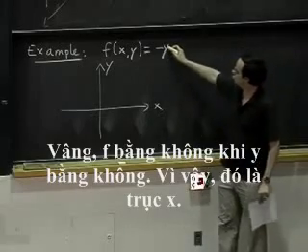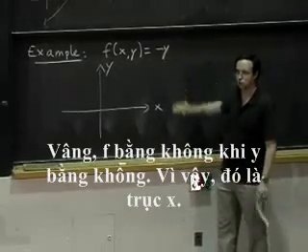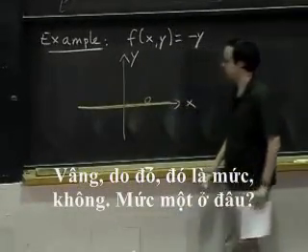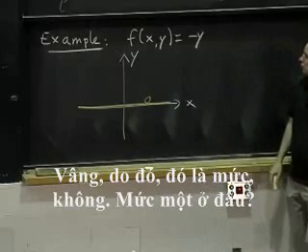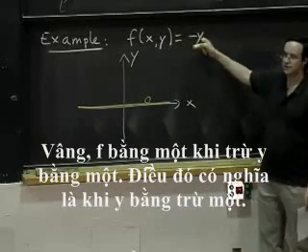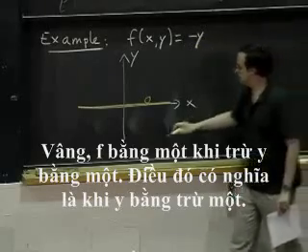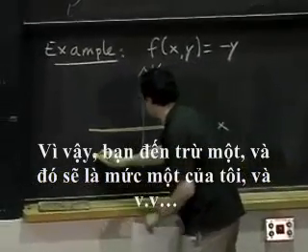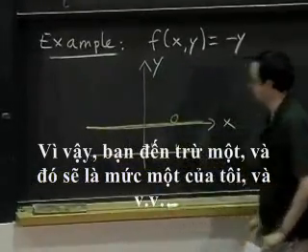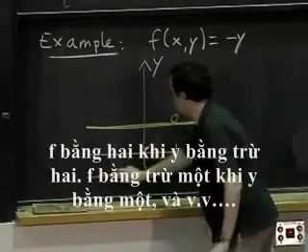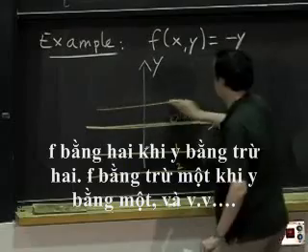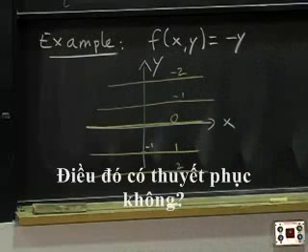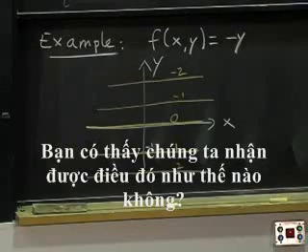Well, f is 0 when y is 0. So that's the x-axis. Okay, so that's the level 0. Where's the level 1? Well, f is 1 when negative y is 1. That means when y is negative 1. So I'll go to minus 1, and that will be where my level 1 is. And so on. F is 2 when y is negative 2. F is negative 1 when y is 1, and so on. Is that convincing? Do you see how we got that?